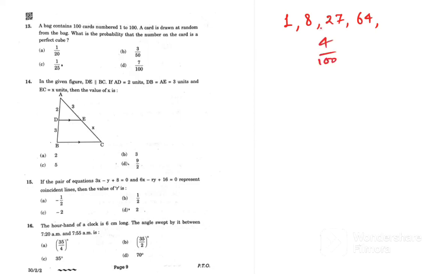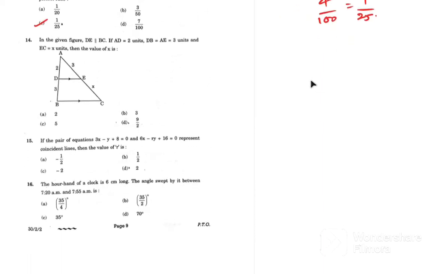So 4 divided by the total number of cards, which is nothing but 1 by 25. The probability is 1 by 25. Therefore the option is 1 by 25. Okay. Option C is correct. Moving on to the next one.